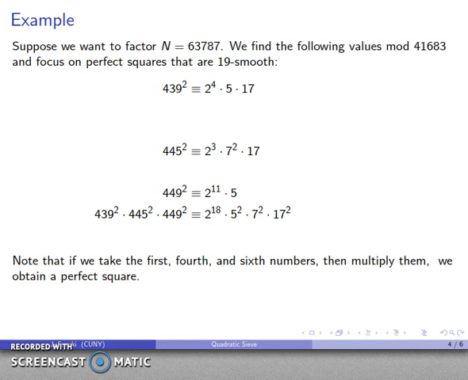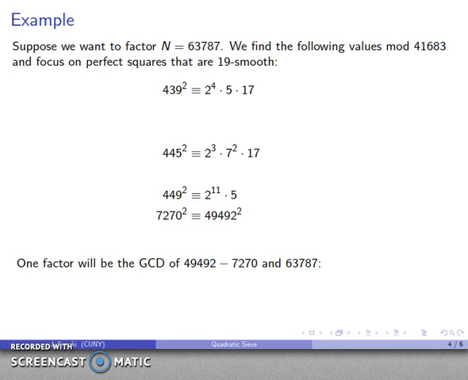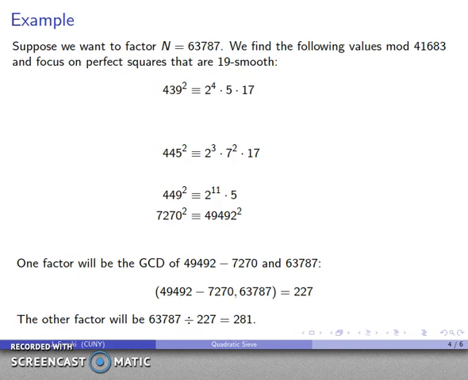After all the dust settles, all of my prime factors have even powers, which means that the right-hand side is a perfect square. The left-hand side is a perfect square because it's a product of perfect squares. The right-hand side is a perfect square because it is a product of primes raised to even powers. And I find that I have produced 7270 squared congruent to 44942 squared. Then I can use my quadratic factorization method: the greatest common divisor of the difference between the two roots and the number I want to factor is potentially one of the factors, and that works out to be 227, and I can find the other factor, 281.